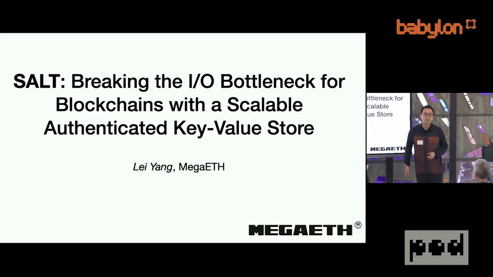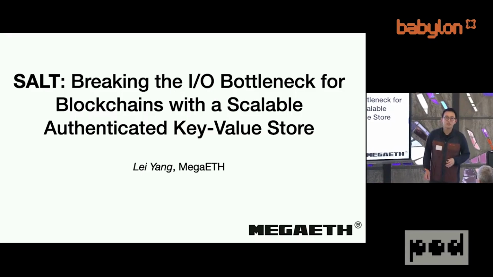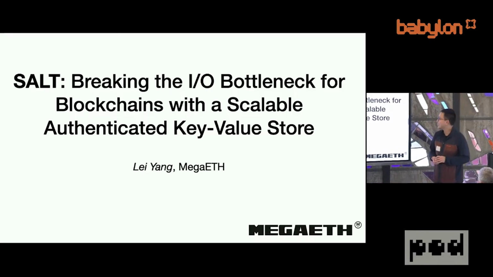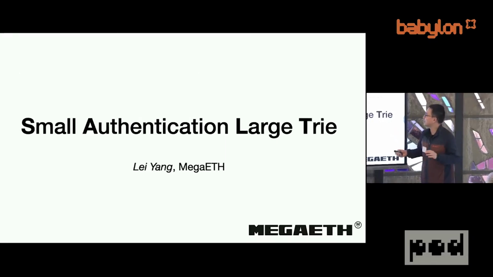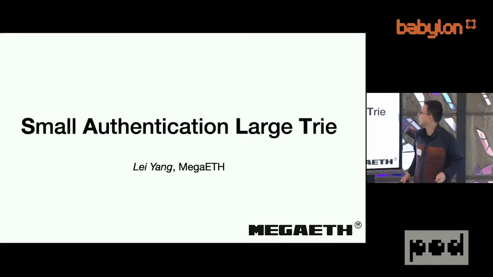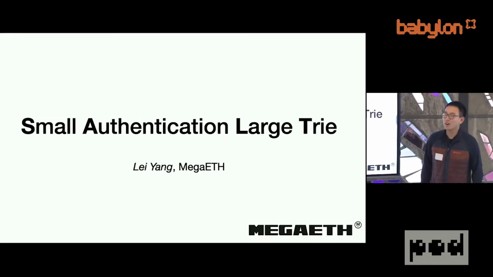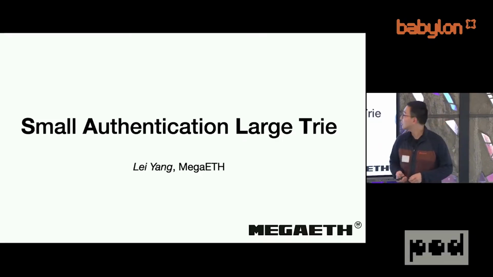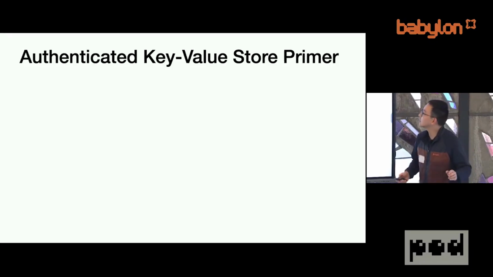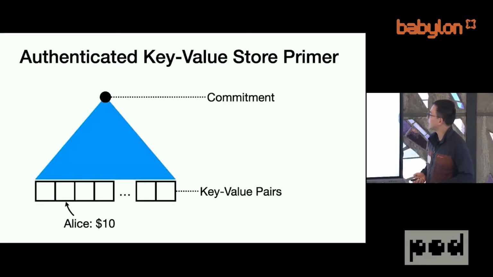And I'll talk about this work that is actually, unfortunately, not related to consensus, that we're doing at MegaETH on unblocking blockchains from the I/O bottleneck coming from authenticated key value storages. And this is a mouthful of a title, so based on my learning from David, the shorter the title is, the more interesting the work appears. So I'll just call it Small Authentication Large Trie. It's actually the name of the data structure. It's called SALT.